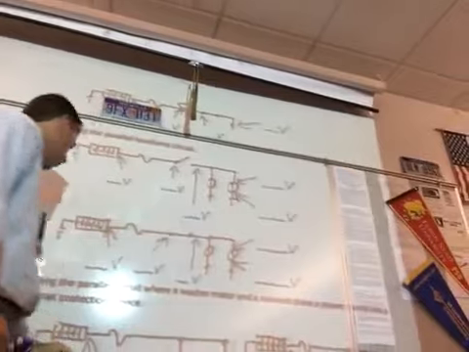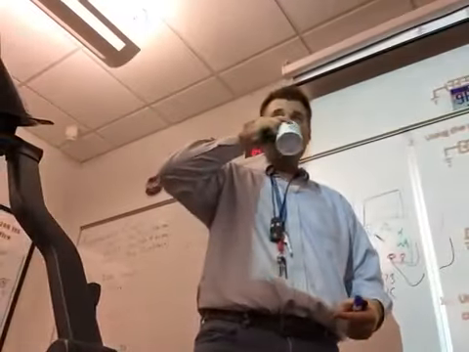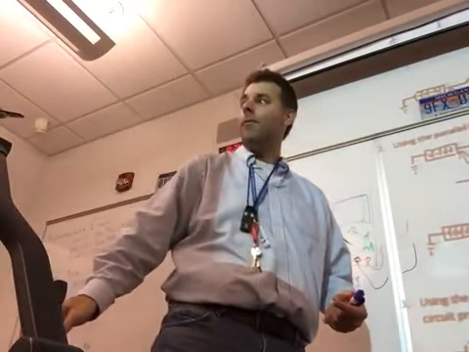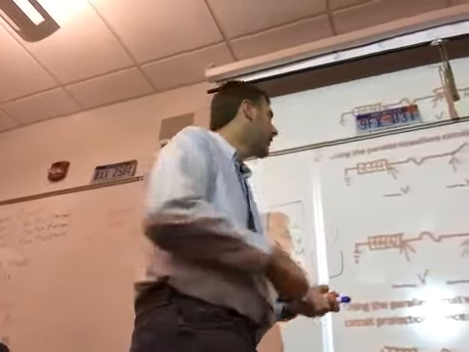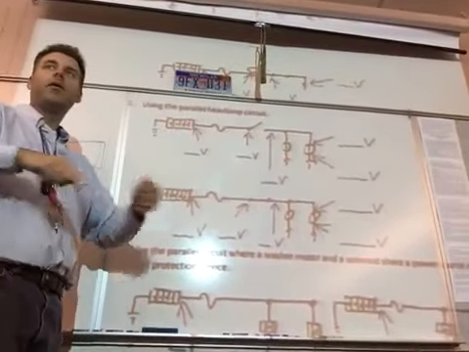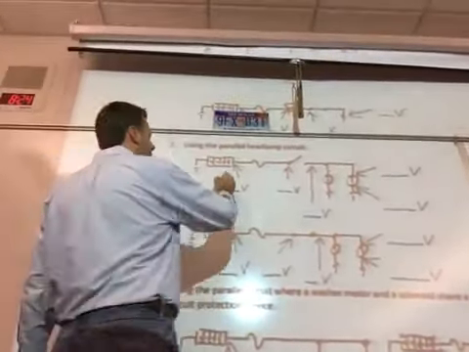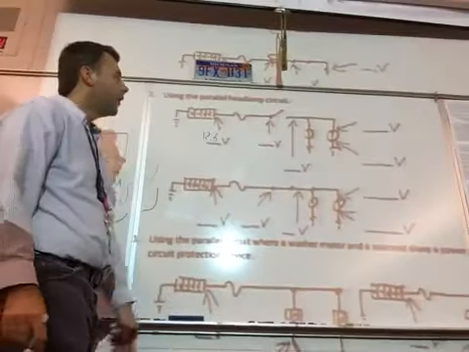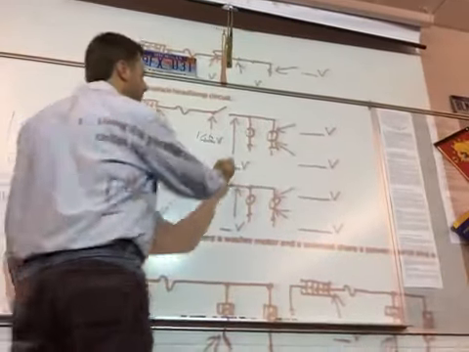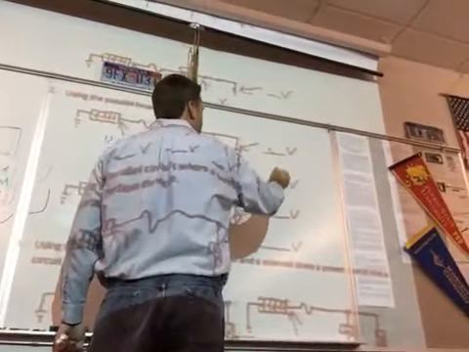Okay, parallel circuit. Let's keep it simple. How many volts here? 12.6, fully charged battery. 12.6. How many here? Okay. Zero. Zero. Zero.